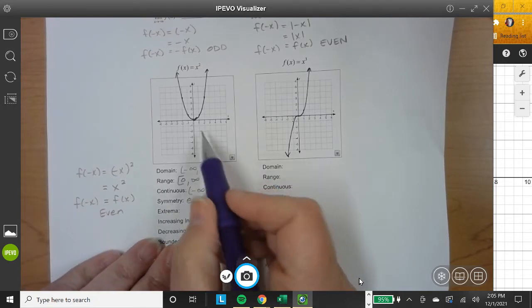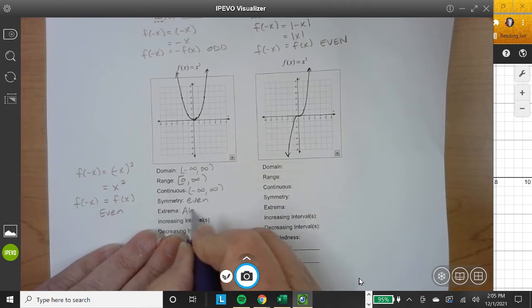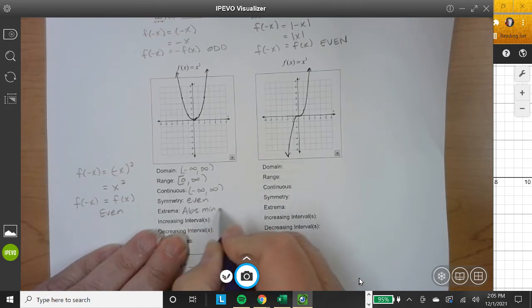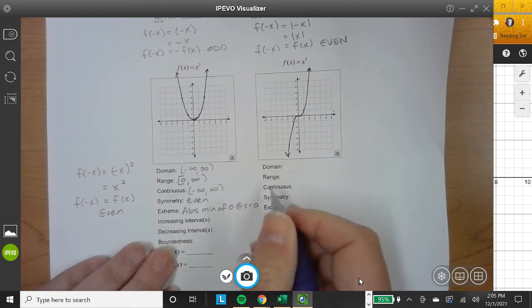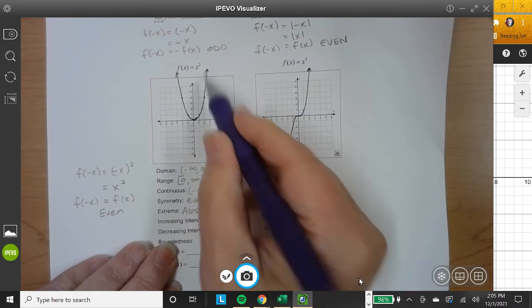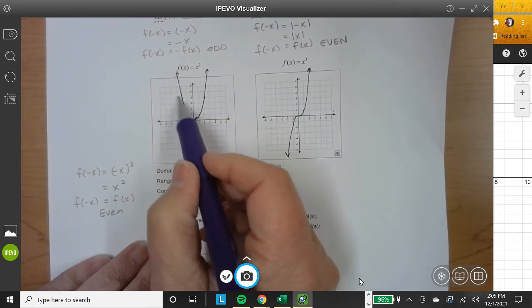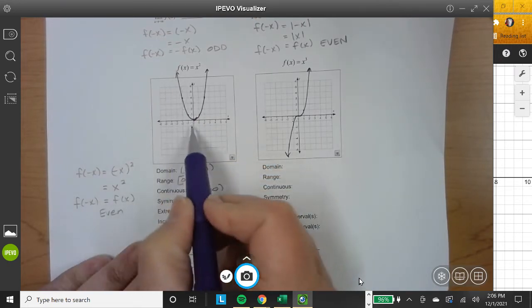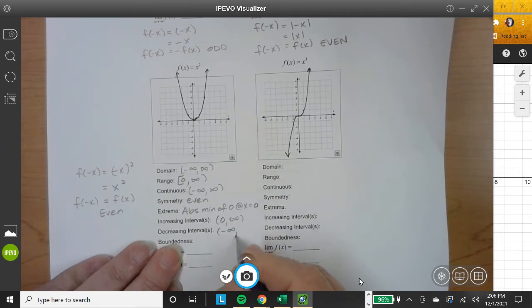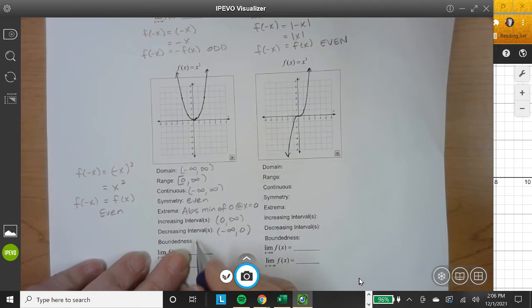And does it have extrema? Sure, it has an absolute extrema. So we would say an absolute min of 0 at x equals 0. The increasing intervals: y is increasing when x is going from 0 to infinity. Y is decreasing when x is negative infinity to 0. Boundedness. This, like the absolute value function, is bounded below.